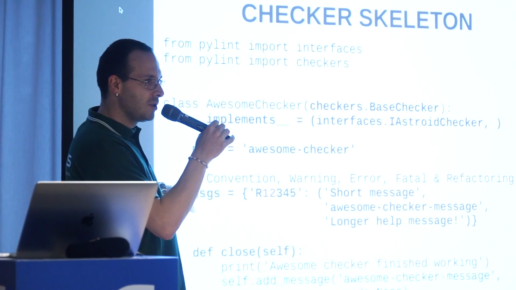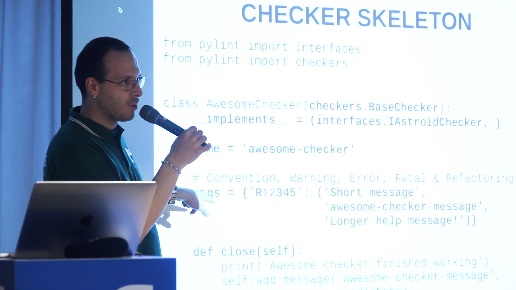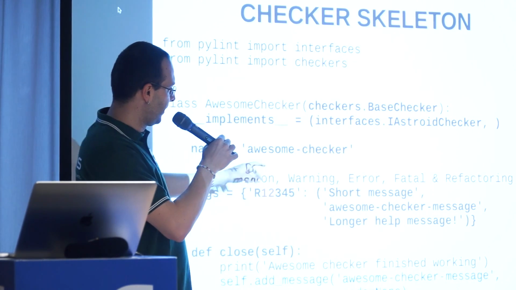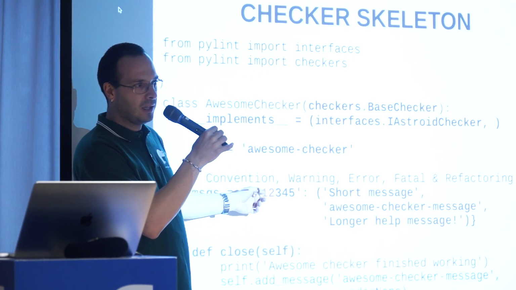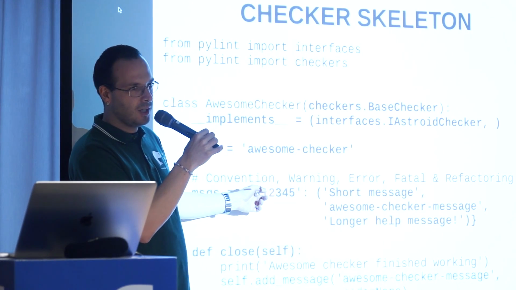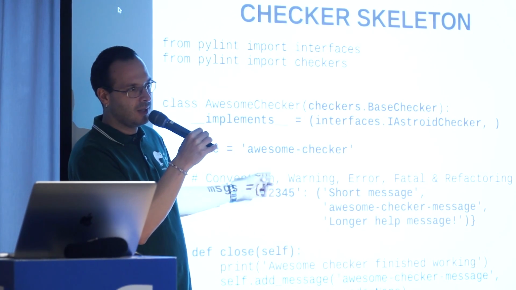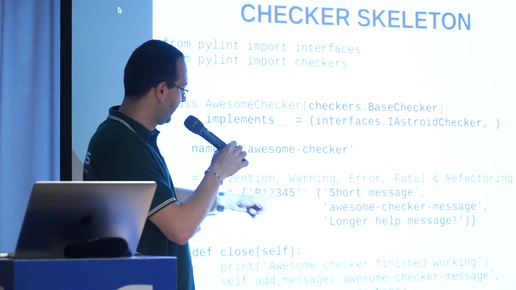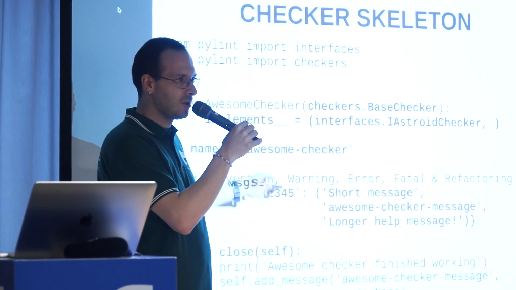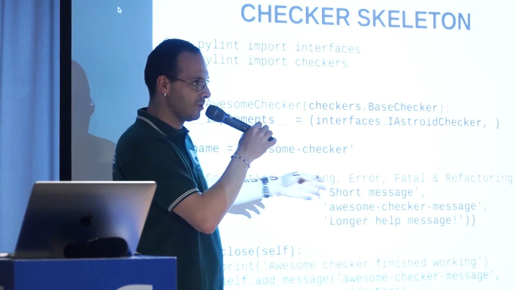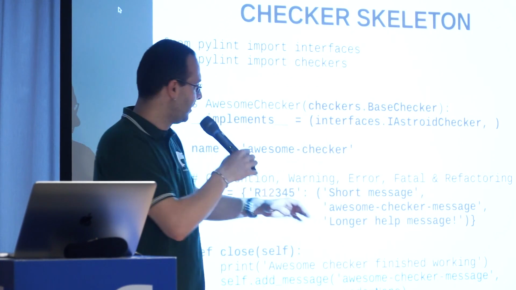You need a messages dictionary, which holds all the error messages of your checker class. The key in the dictionary is this ugly alphanumeric message ID. This must be unique across PyLint and all the plugins that you want to enable, and this is also deprecated. So again, don't use it. It's just there because reasons, because it's open source and it's out there in the world.